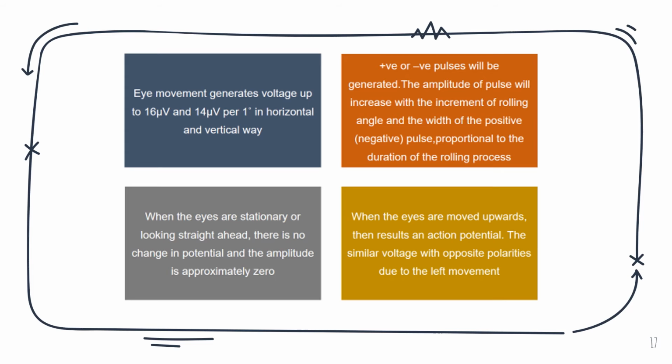Positive or negative pulses will be generated. The amplitude of the pulse will increase with the increment of rolling angle, and the width of the positive or negative pulse is proportional to the duration of the rolling process. When the eyes are stationary or looking straight ahead, there is no change in potential and the amplitude is approximately 0. And last but not least, when the eyes are moved upwards, this results in an action potential, with similar voltage and opposite polarities due to the left movement.